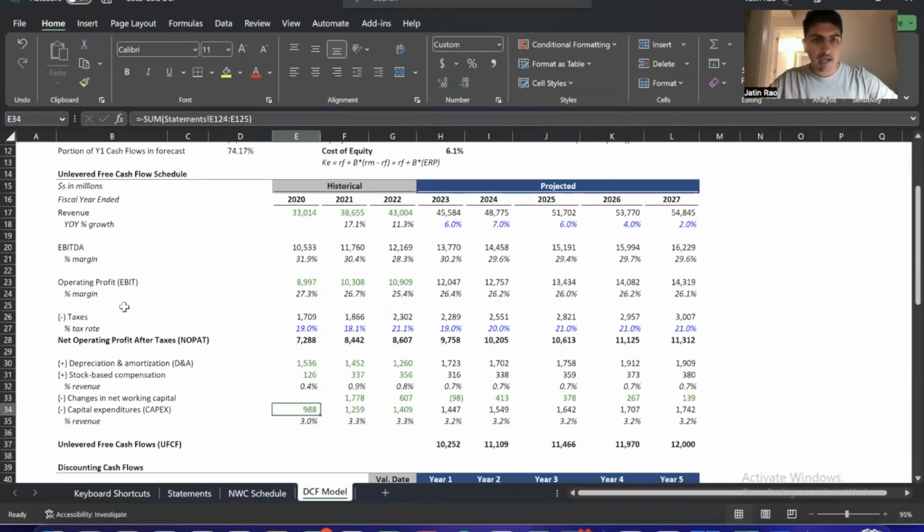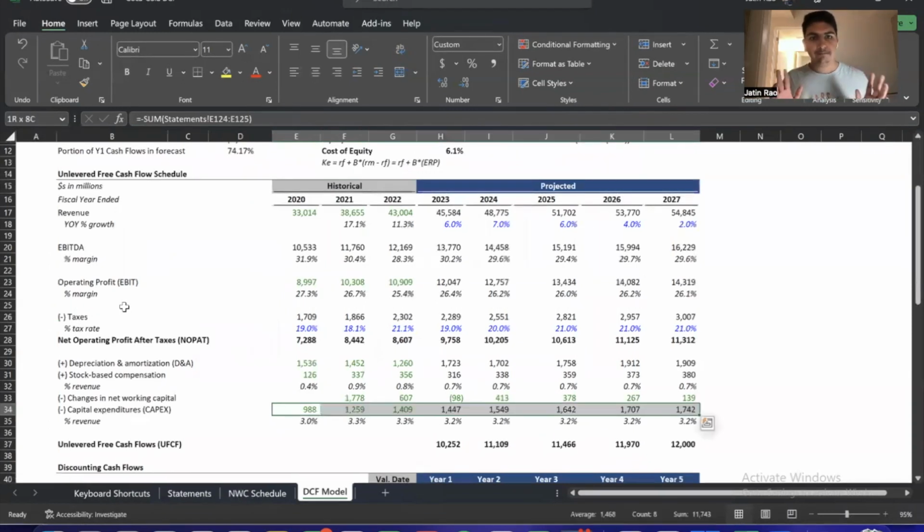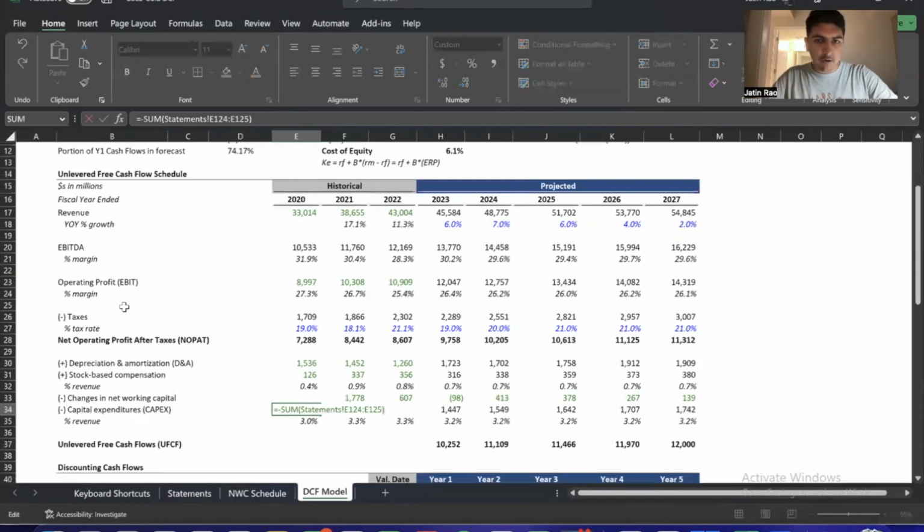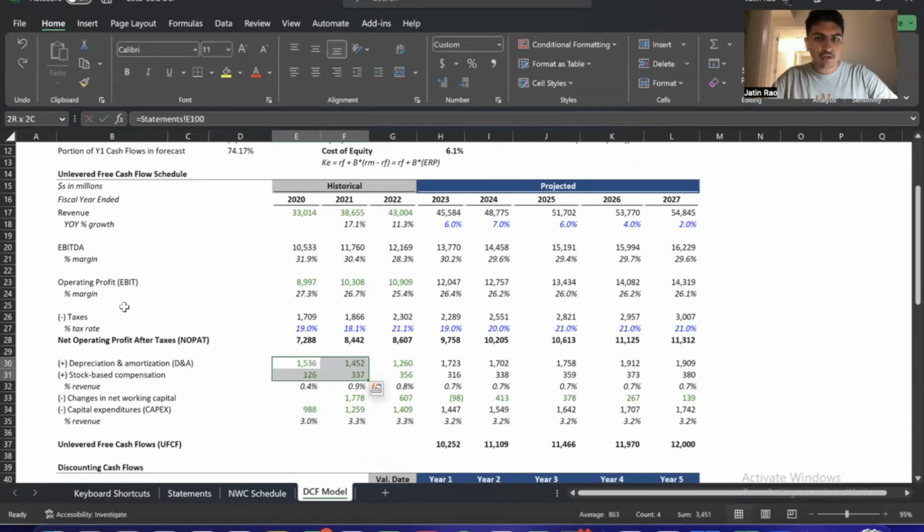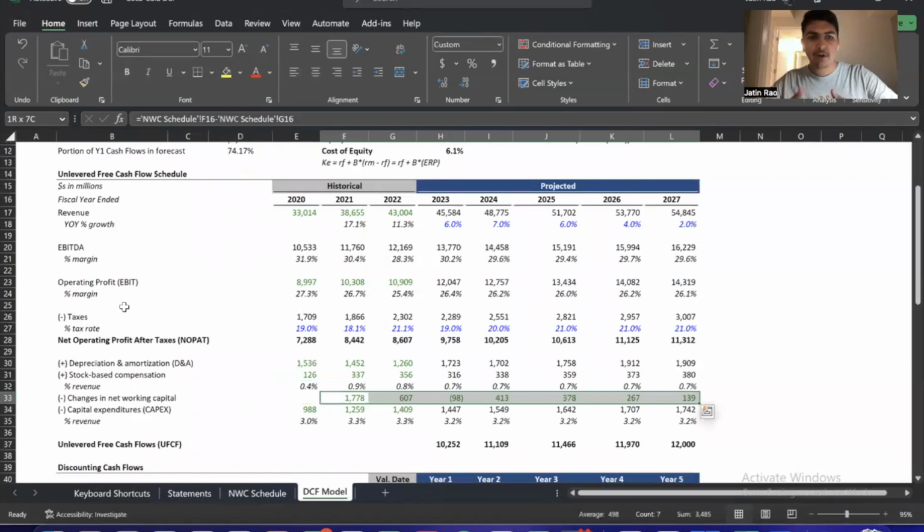So actually, the first quick fix I want to make here is to convert these into negative numbers, because these are shown as positive numbers since these are expenses that we're adding back. Changes in net working capital are shown as positive numbers if they increase cash and negative numbers if they decrease cash. So generally, you should stick to one accounting standard.